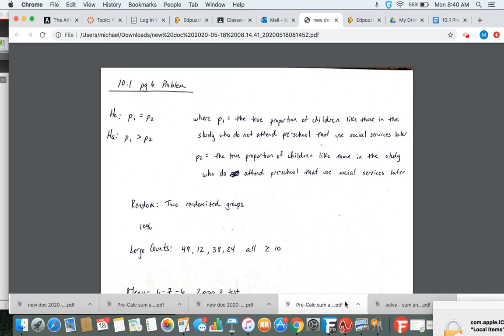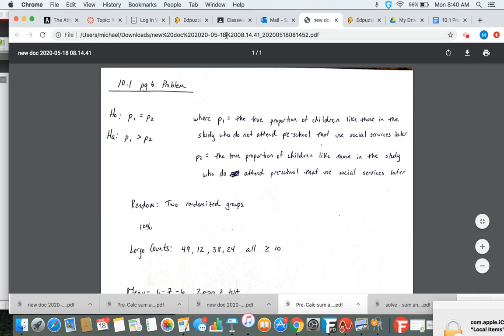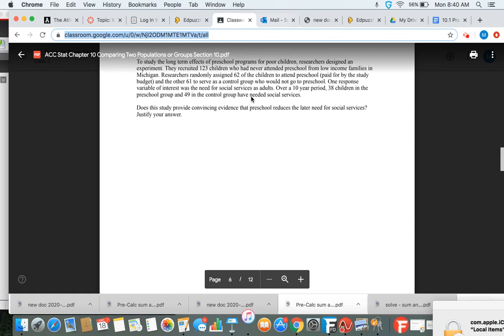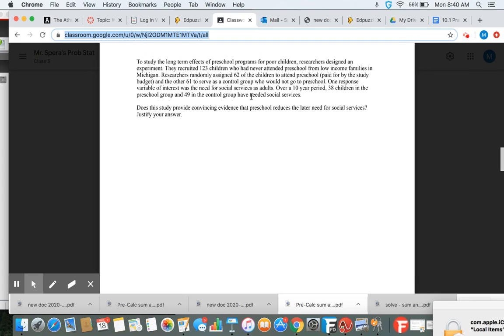So in this particular problem, we have to set up our H0 and our HA. Let me see if I can bring it up real quick. All right, so to study the long-term effects of preschool programs for poor children, researchers designed an experiment. They recruited 123 children who had never attended preschool from low-income families in Michigan. They randomly assigned 62 of these children to attend preschool, and the other 61 served as a control group where they would not go to preschool.